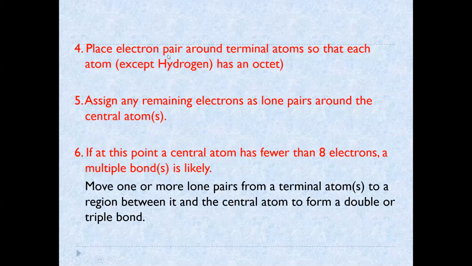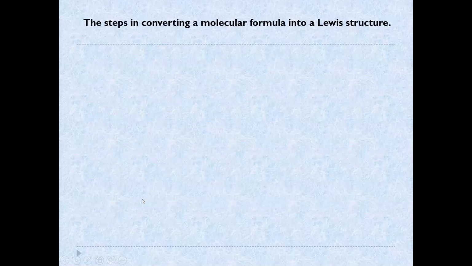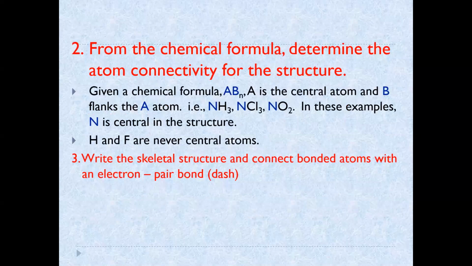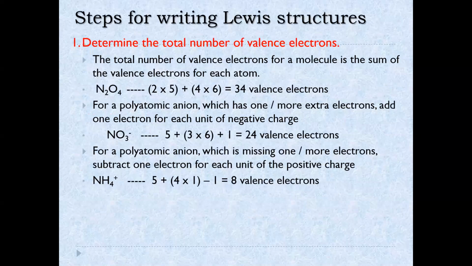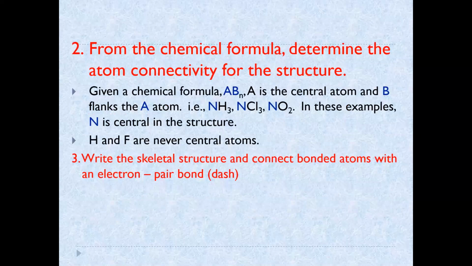The next step is to place electron pairs around the terminal atoms so that each atom has an octet. Then assign the remaining electrons as lone pairs around the central atom. Now let's look at a typical example. I don't want us to lose these steps. Determine the total number of valence electrons. Determine the atom connectivity by knowing which one is the central atom and which are the terminal atoms. Then you write the skeletal structure and put your dash in between.